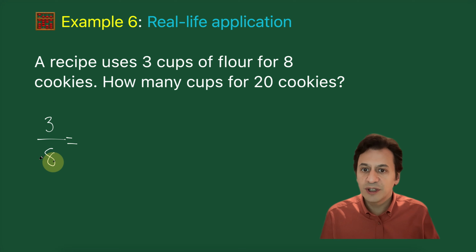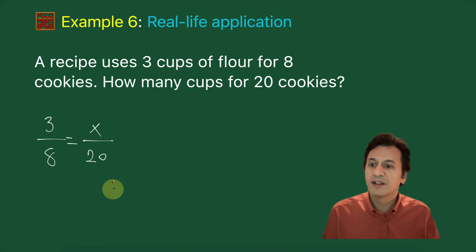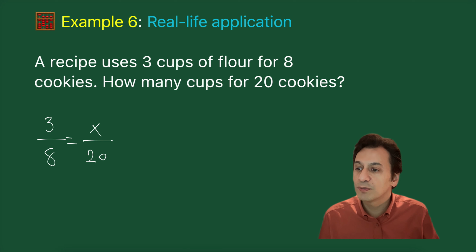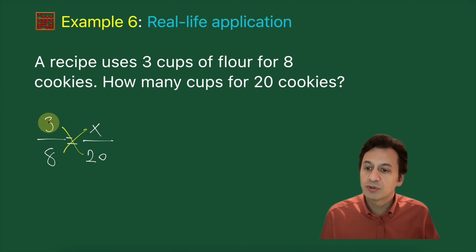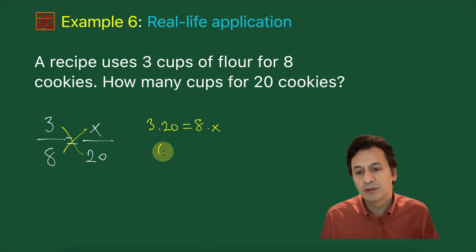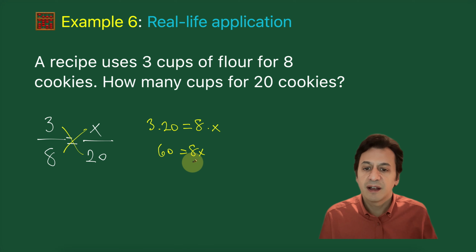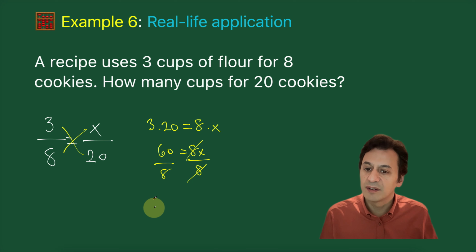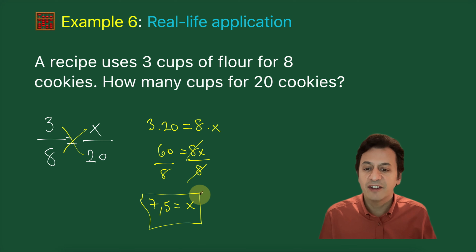Okay. Now, the cookies part is the denominator, so I write 20 here, and we wonder how many cups. I will use cross multiplication with this one. So 3 times 20 equals 8 times x. Dividing both parts by, let's do the multiplication first. Now, dividing both parts by 8, I get what? 7.5? Yes. That's the x value.